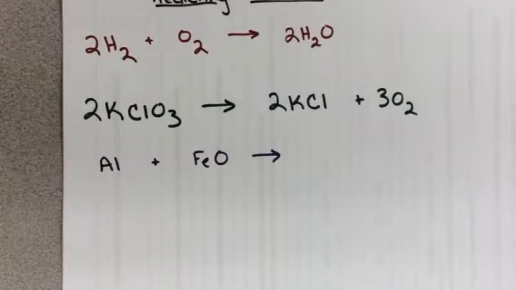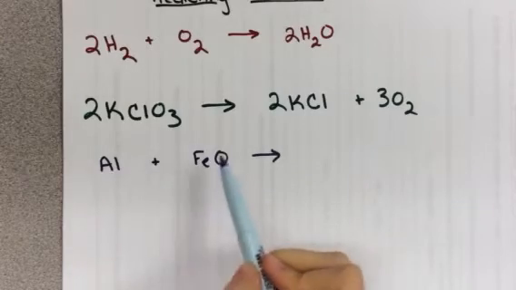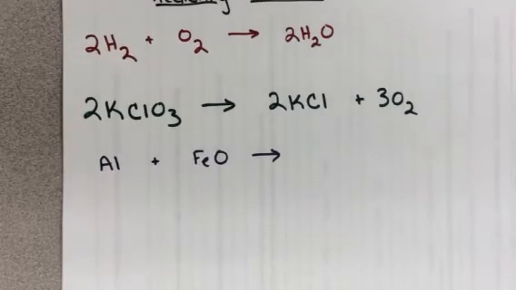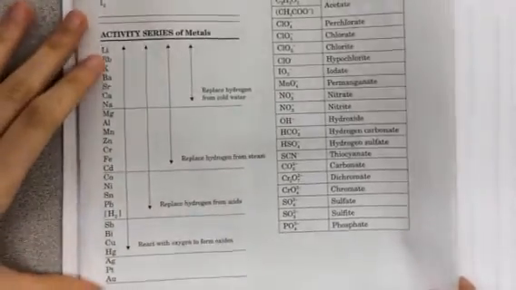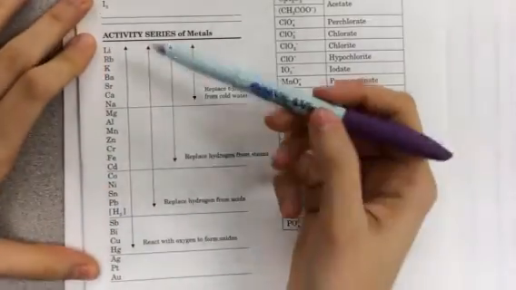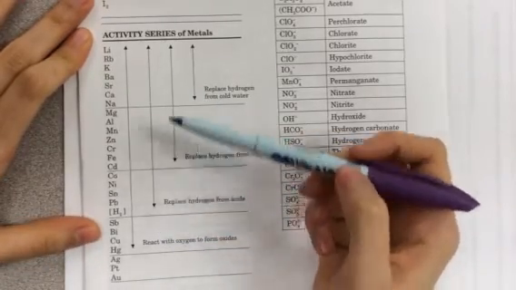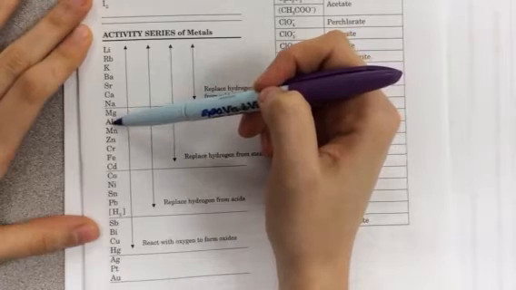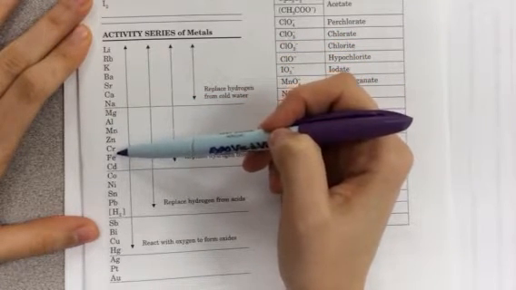Now, we can't just assume that that's always going to happen, because we first need to look at who is tougher, right? Is aluminum reactive enough to take the place of iron? And so the way to determine that is from an activity series. You have this in your reference pages. This is your activity series. And what you need to find is aluminum, which is right here, Al, and iron, Fe, is right here.